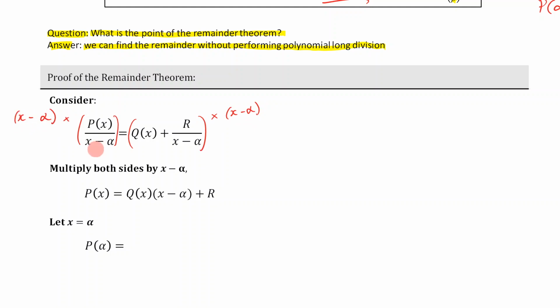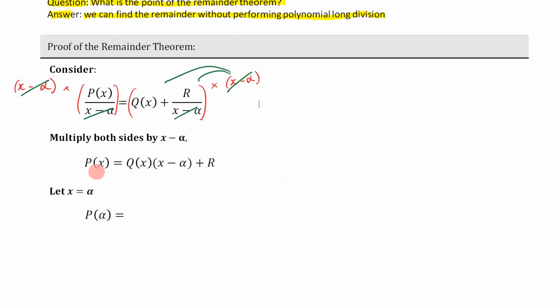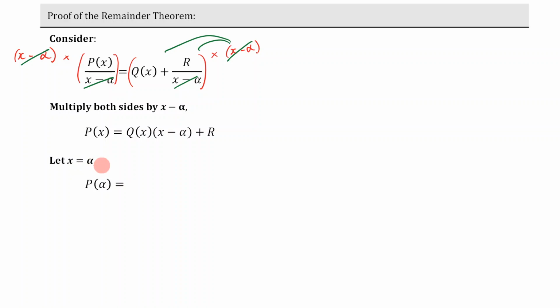And when we do that, what's going to happen? Let me get another color here. Let me get green. This would cancel with this. This would cancel with this. And I'm also going to get times x minus alpha there, right? Because this is multiplying there and there. So that means what I would end up with is p of x, because now this is gone, is equal to q of x times x minus alpha, plus r, because this went away. We get this. Now, what happens when we let x equal alpha?